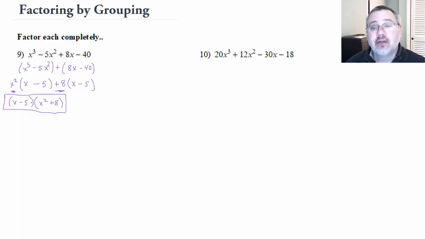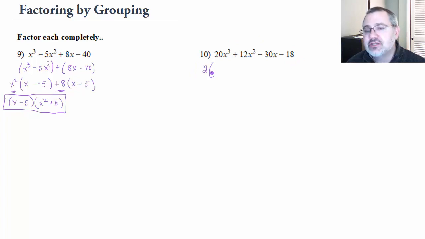Let's take a look at another example. We have 20x to the third plus 12x squared minus 30x minus 18. Now, we might want to immediately jump into grouping, but if you take a closer look, remember, we always want to look for any greatest common factor for not 3 or 2 terms, but all of the terms. And I see that 2 divides into all 4 of those terms. So I'm going to factor that out first.